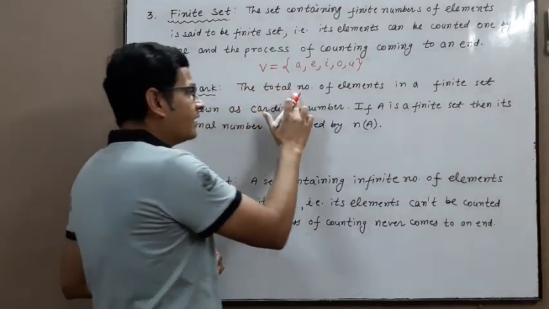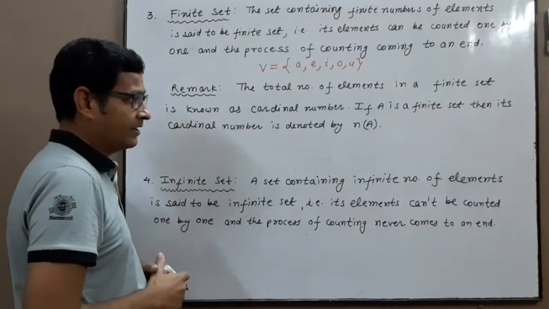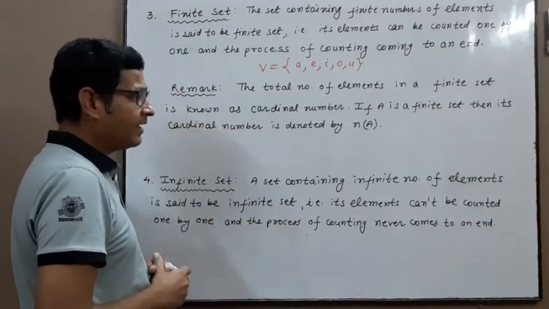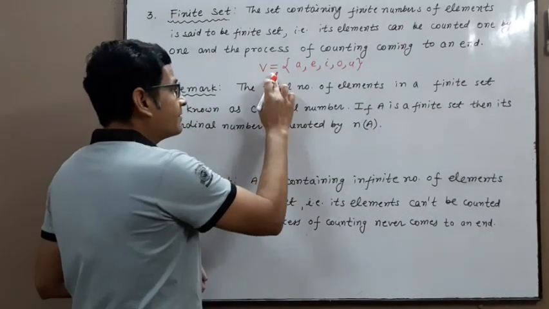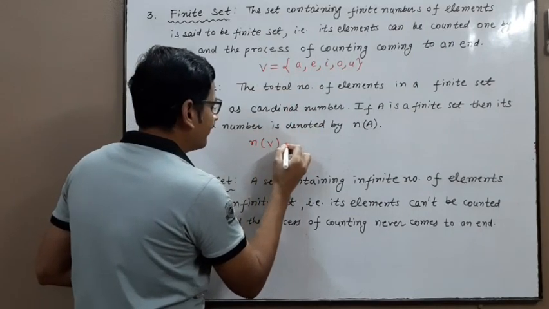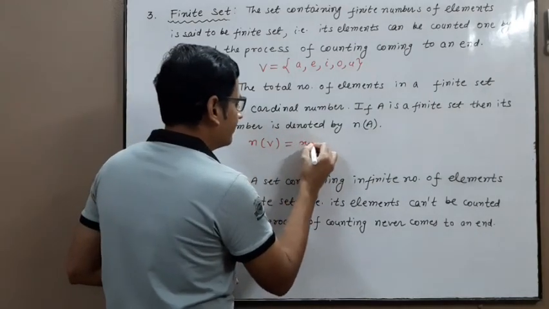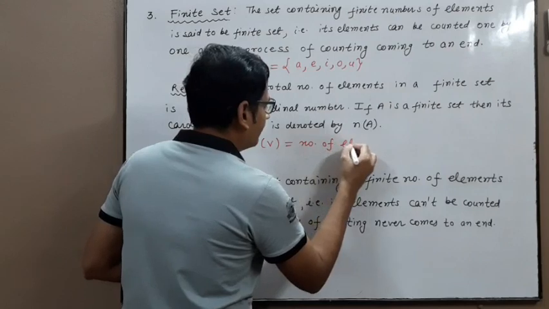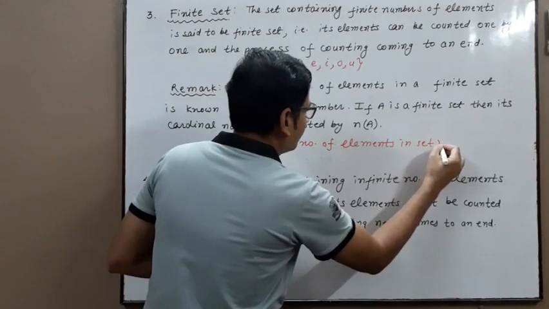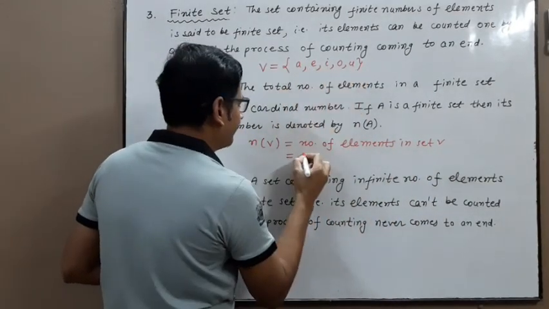Remark: the total number of elements in a finite set is known as cardinal number. If A is a finite set, then its cardinal number is denoted by n(A). Now take the same set V equal to this. So for this set, cardinal number is denoted by n(V). n(V) means number of elements in set V, is equal to 5: 1, 2, 3, 4, 5.